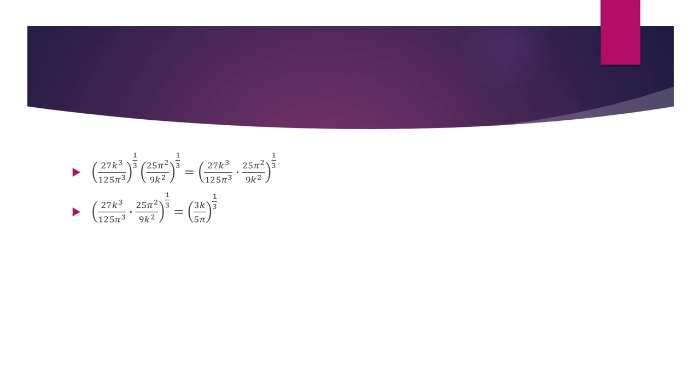So the multiplication is very nice because for the first diagonal, you have 27k cubed over 9k squared. That simplifies to 3k. And for the second diagonal, you have 25 pi squared over 125 pi cubed. And that simplifies to 1 over 5 pi. So you have 3k over 5 pi, all raised to the 1/3 power, which when you raise it to the 1/3 power, that's equivalent to taking the cube root. And this completes the problem.